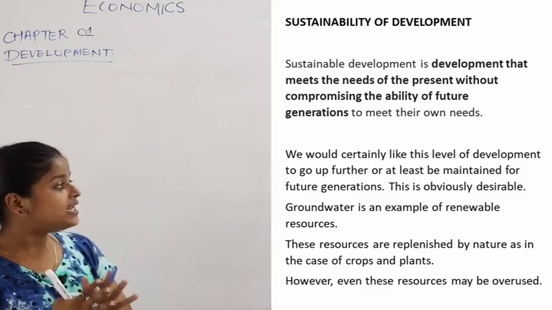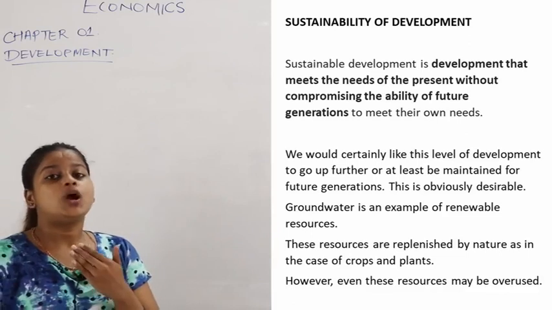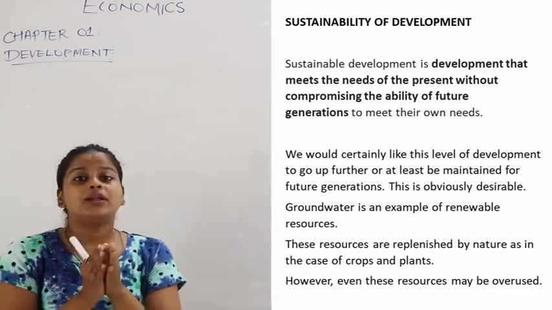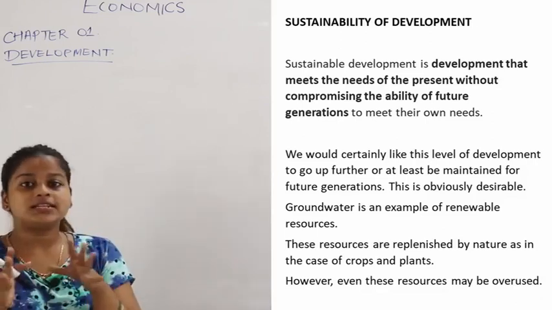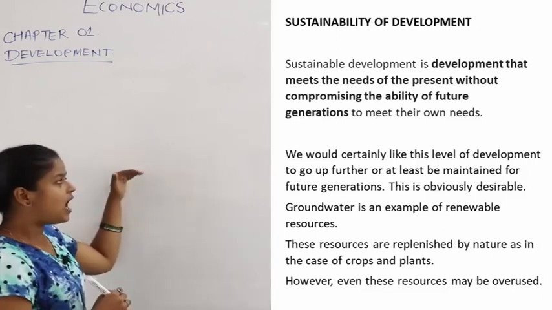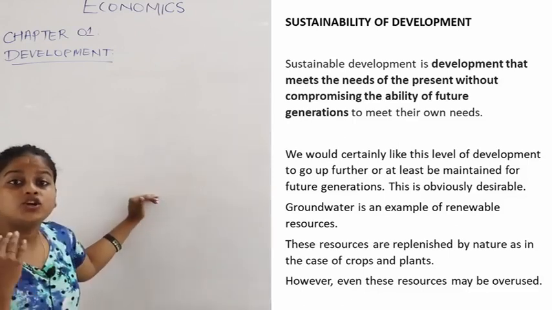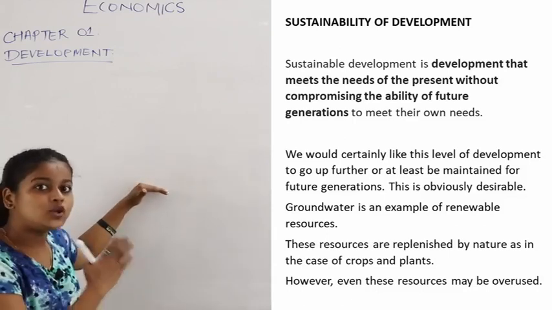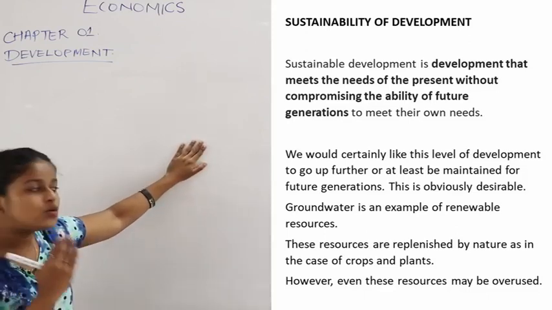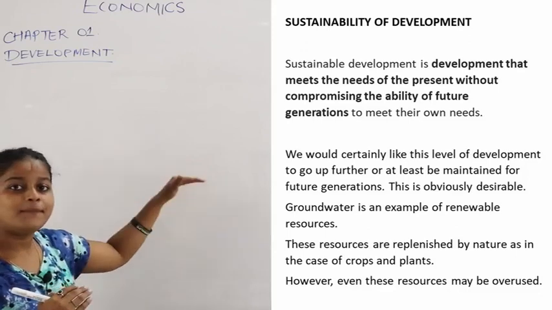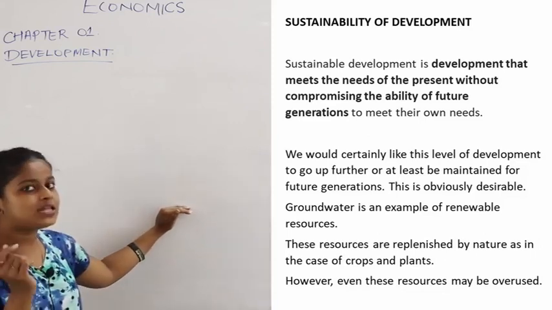Okay, so we would certainly like this level of development to go up further, or we would at least want it to be maintained for future generations. So this is obviously desirable. For example, if you are playing a game and you reached a level, your next goal is either to maintain that level 20 or to move on to level 21. Similarly, in economics, our goal is that the level of development either stays maintained at the same level or we move further up.